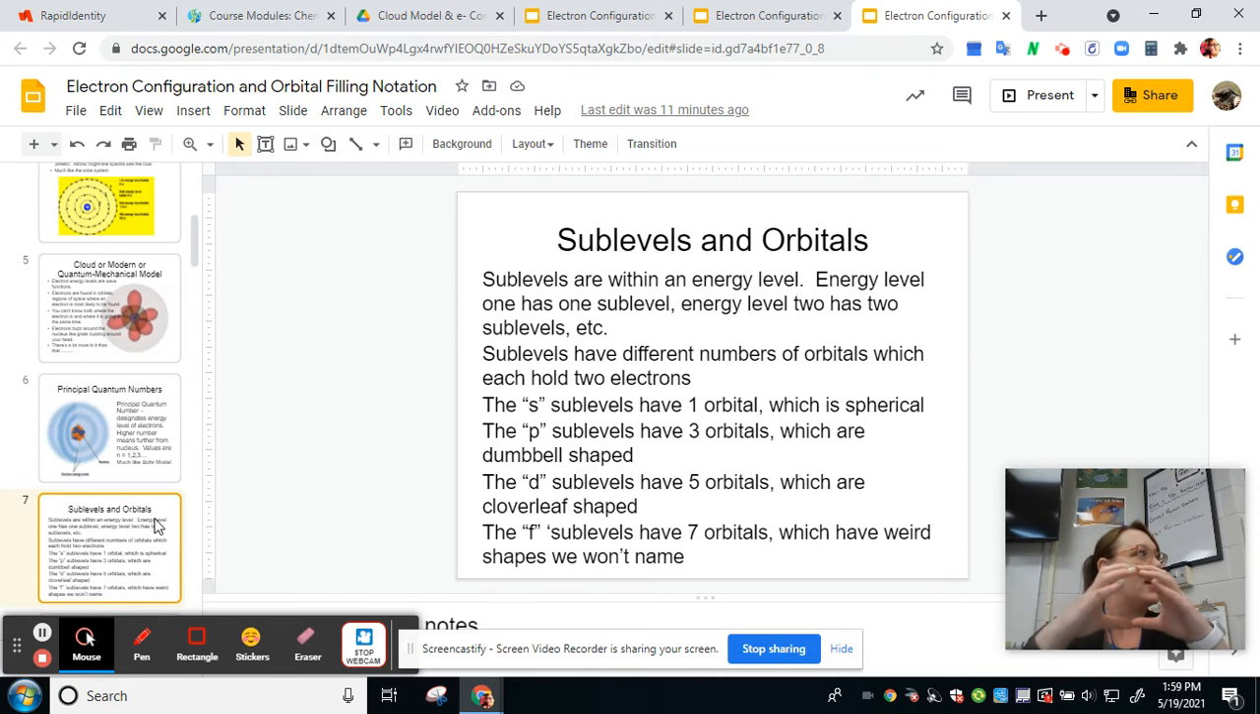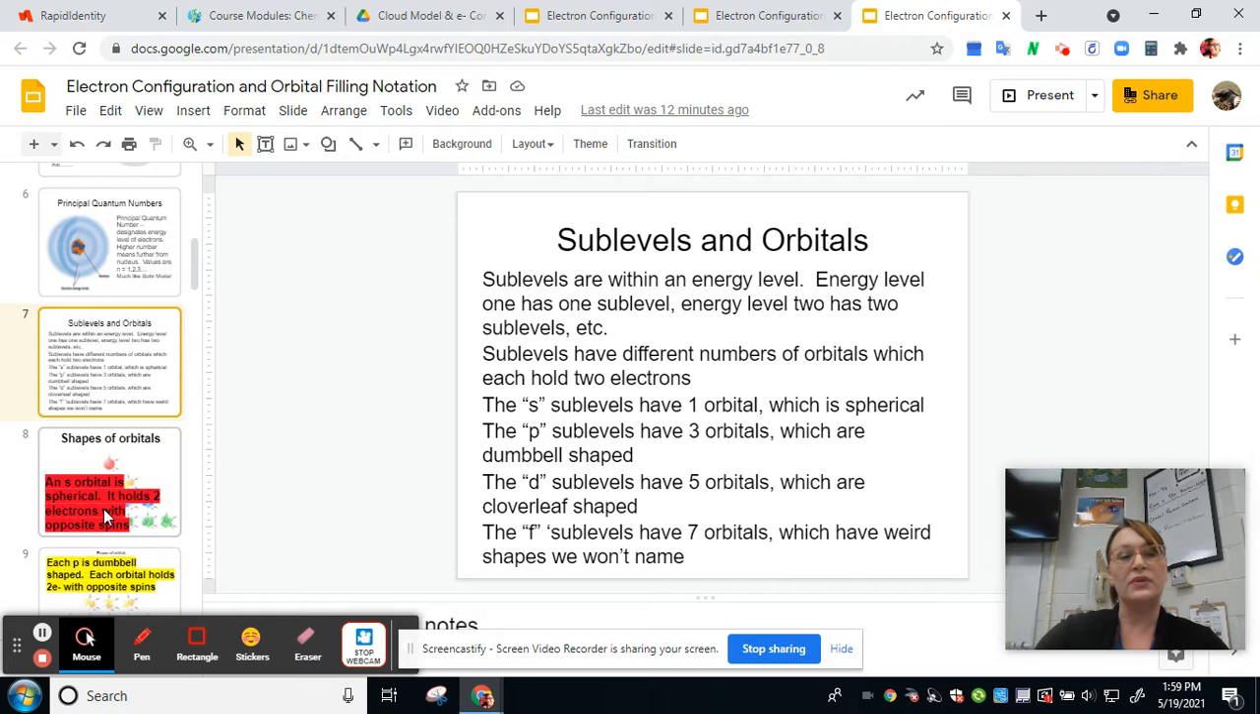So you can have an s orbital, and that will be a spherical orbital. You can have a p orbital, and there'll always be 3 of those orbitals together, and they're kind of dumbbell shaped. They kind of look like a little dumbbell. And the d sublevel has 5 orbitals. They're clover leaf shaped, if you guys know what a clover leaf looks like. The f sublevels have 7 orbitals, but they all have weird shapes, and we're not going to name those.